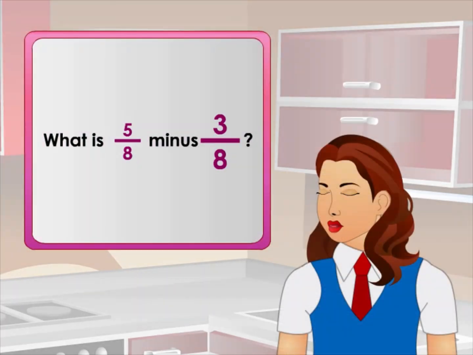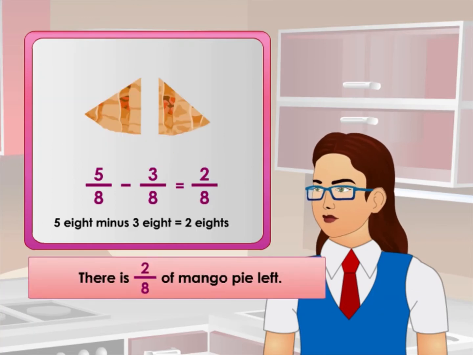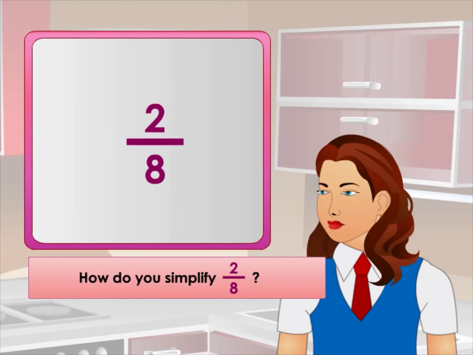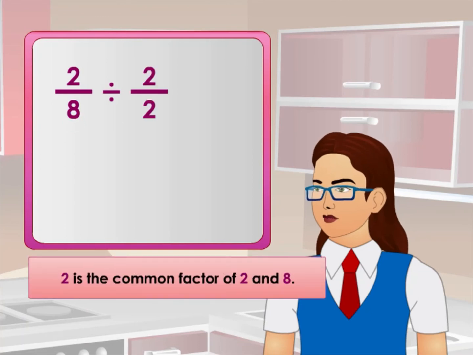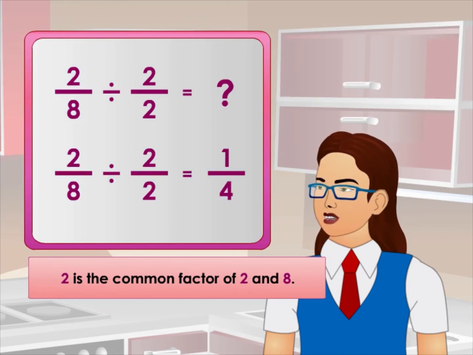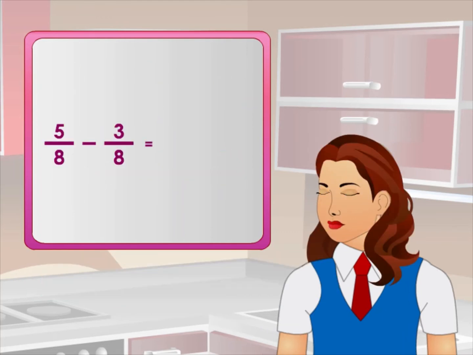What is 5/8 minus 3/8? 5/8 minus 3/8 equals 2/8. 2/8 of the mango pie is left. Can 2/8 be simplified? How do you simplify 2/8? To simplify 2/8, I have to divide both the numerator and the denominator by the same number. That number is 2. 2 is the common factor of 2 and 8. 2 divided by 2 equals 1. 8 divided by 2 equals 4. I got 1/4. So 5/8 minus 3/8 equals 2/8 or 1/4.